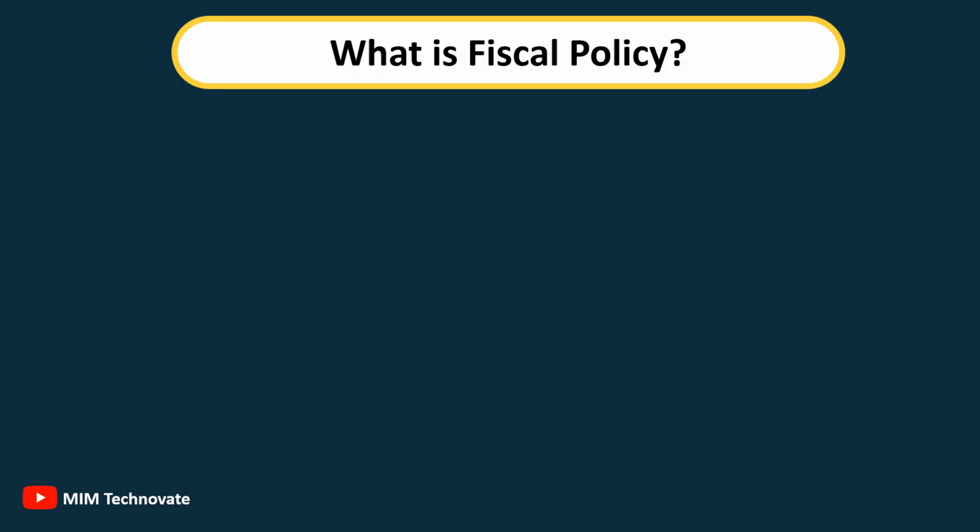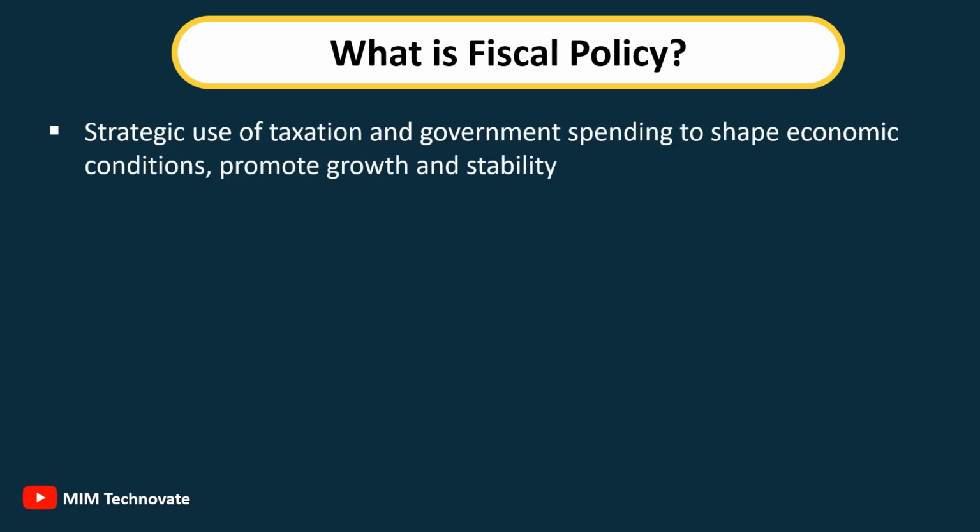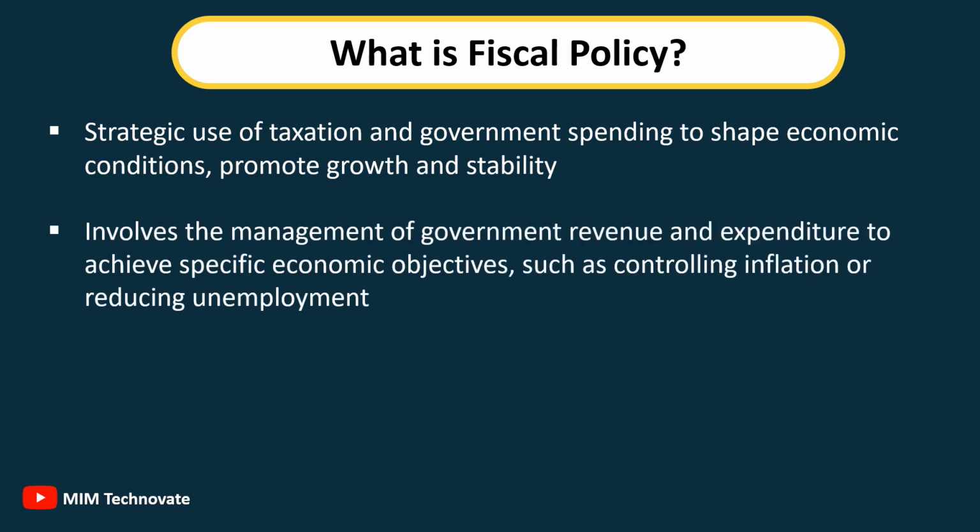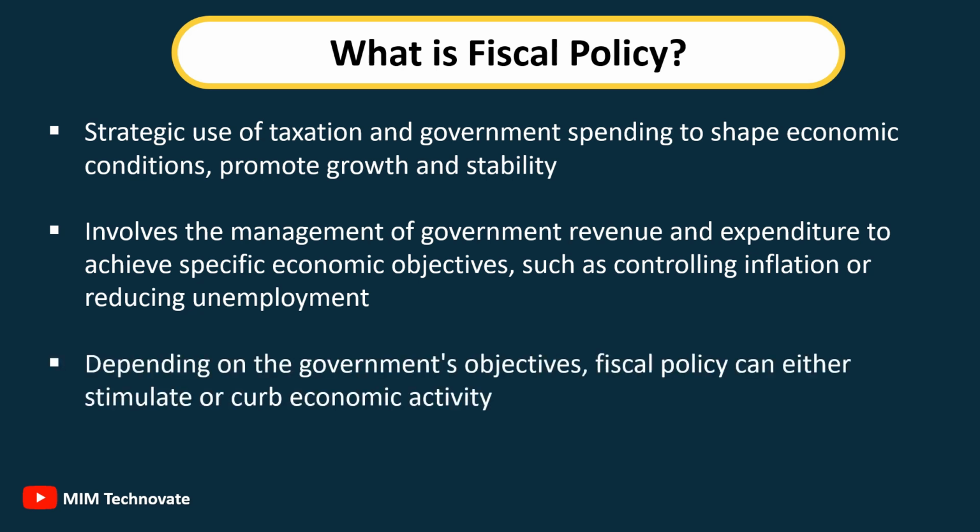What is fiscal policy? Fiscal policy is the strategic use of taxation and government spending to shape economic conditions, promote growth, and stability. It involves the management of government revenue and expenditure to achieve specific economic objectives, such as controlling inflation or reducing unemployment. Depending on the government's objectives, fiscal policy can either stimulate or curb economic activity.